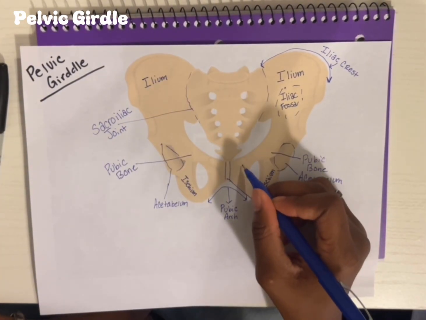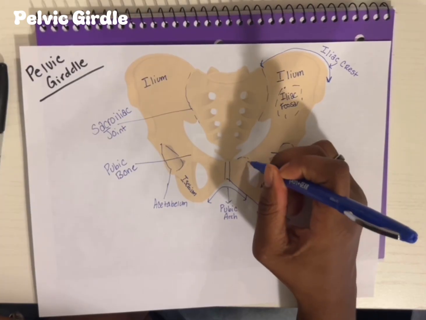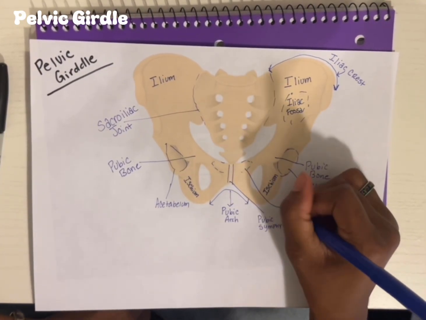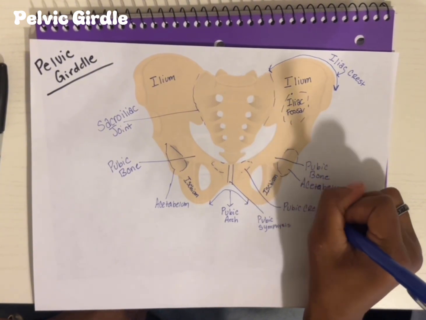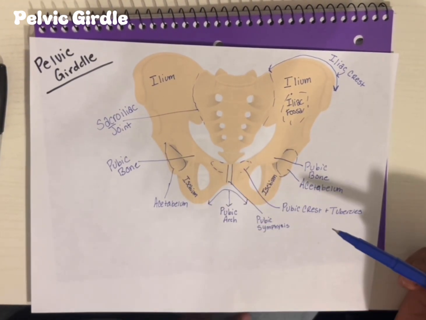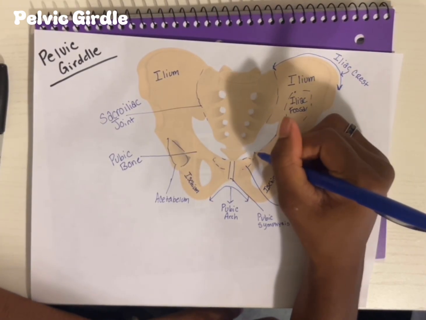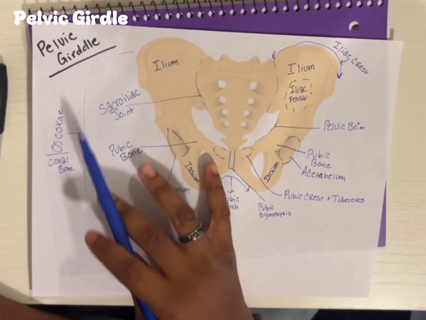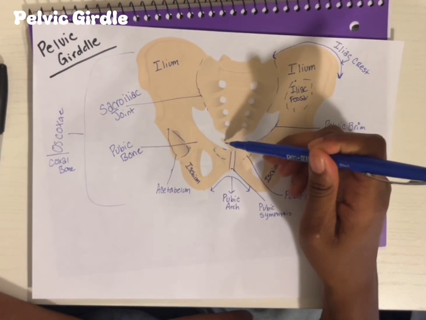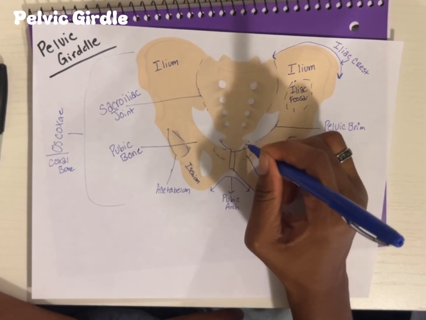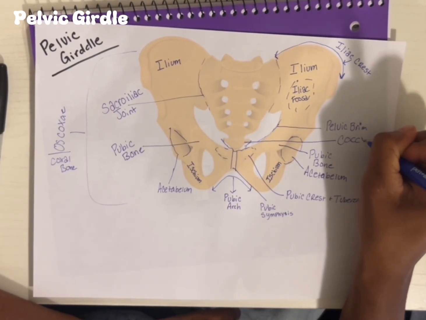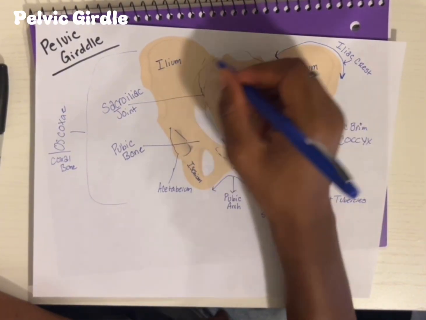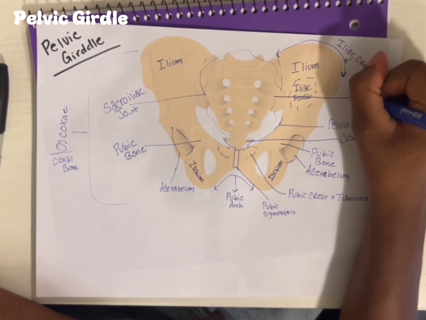If we look right here on this image, it's not very noticeable, but we have these indentations, and these are going to be our pubic crest and tubercles. Your pelvic brim is going to be in here, on these edges right here. This is the whole acetabulum, and the coccyx sits right here. This whole joint right here, this whole thing is the sacrum.